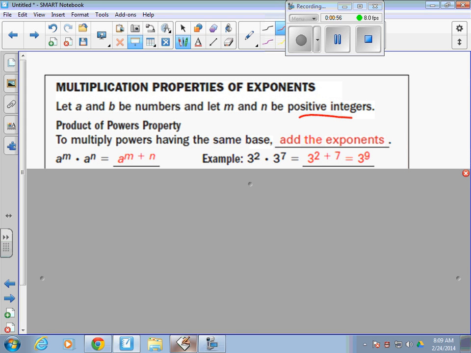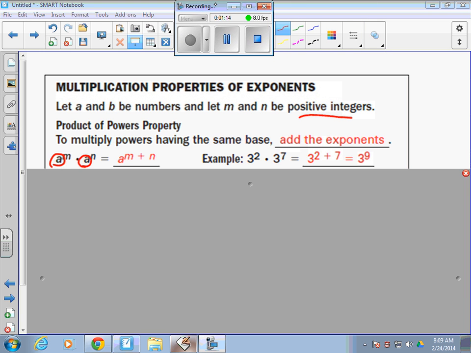The two examples given to you are a to the m times a to the n. Again, there's no numbers listed there. Since the key right here is that the base is the same, they're both exactly the same a, then you just add the values m and n. So m plus n. Looking at numbers, both of these have the exact same base. They're both 3. You simply add 2 plus 7 and you get 3 to the 9th. That is the product of powers. So that means multiplying the same base.